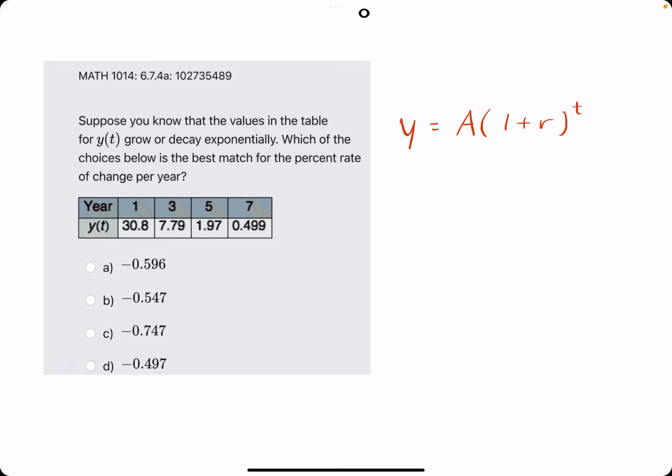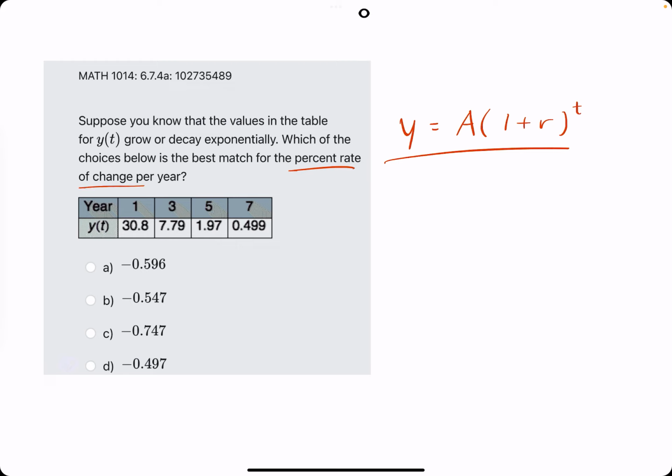Okie dokie. So I just figured out how to do this problem. It's giving me some trouble. Let's talk through it. They say assume you know that the values in the table grow exponentially or decay exponentially, and they ask which of the following is the best match for the percent rate of change per year.